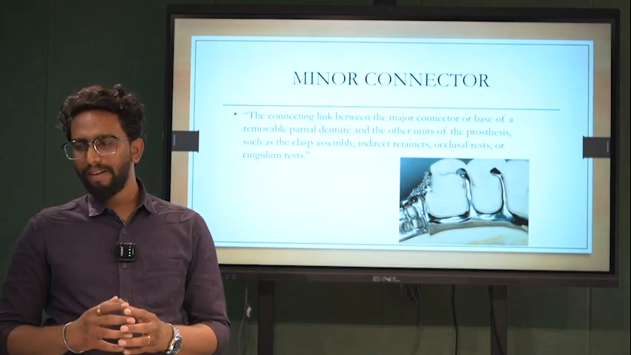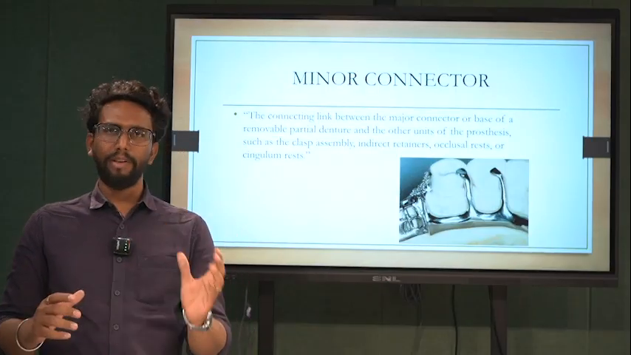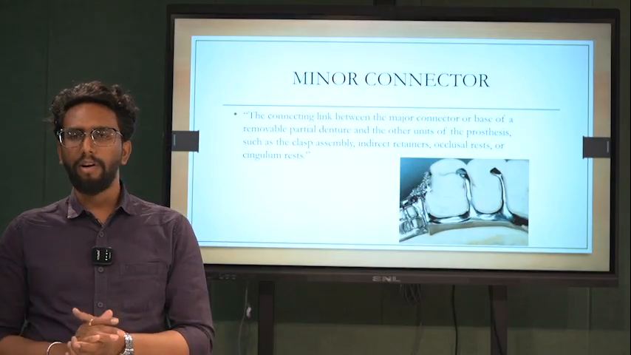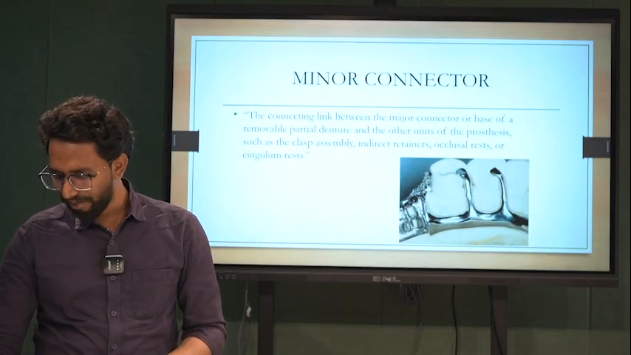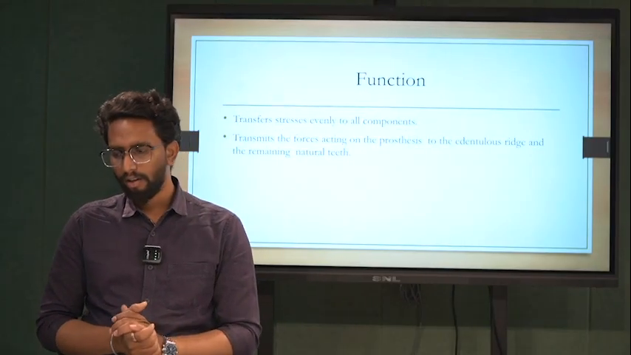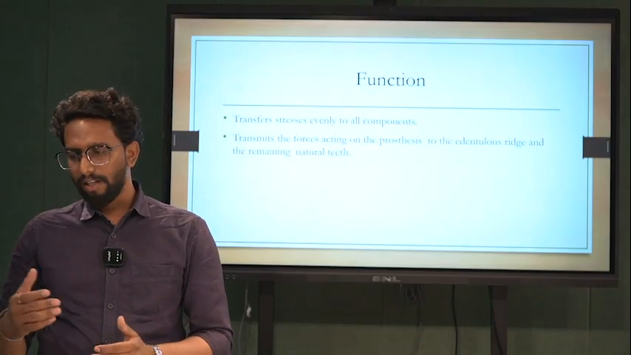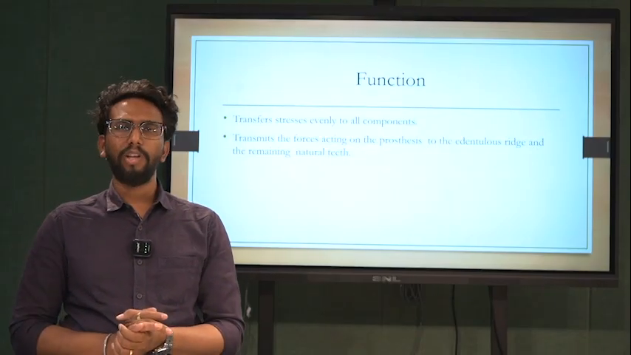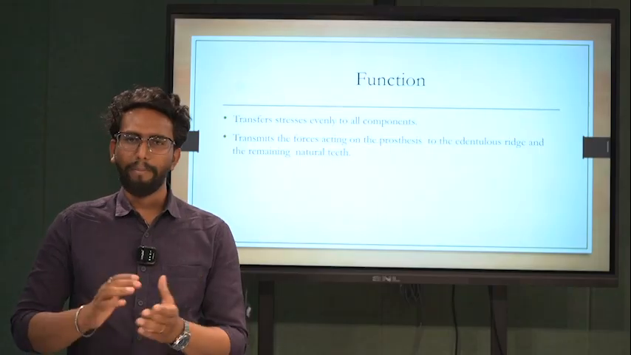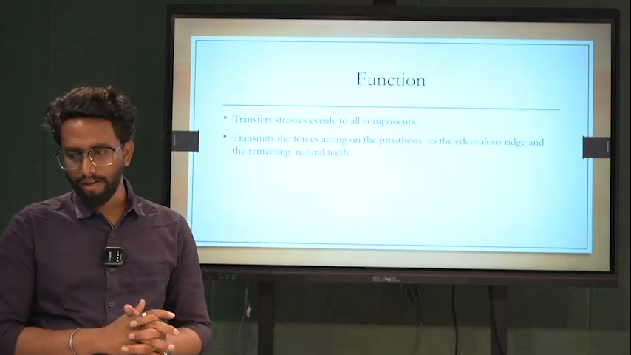So it acts as a connecting link between the major connector and the other different components of the removable partial denture. Now, the functions of the minor connector. The main function of the minor connector is to transfer the stresses evenly to all components by connecting these different components with the major connector.